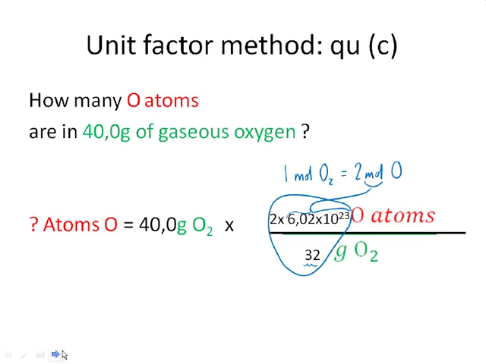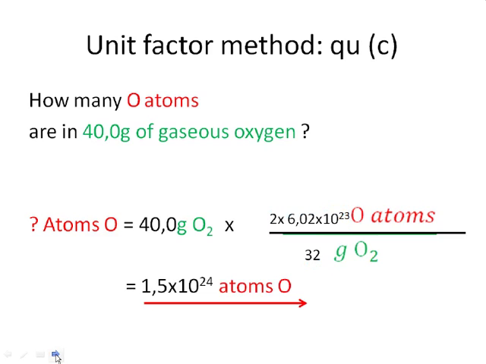Find the answer to this question using your calculator. Pause the video until you have it. Do you see that we find the same answer using this method as what we got earlier? 1,5 times 10 to the power 24 atoms O, a huge number, double the number of molecules O2 that we found, because there are 2 O atoms in every molecule of O2.